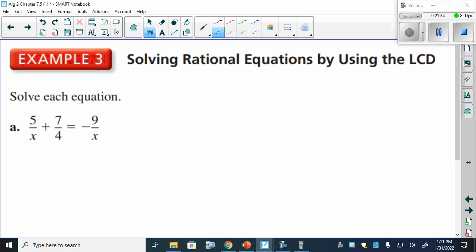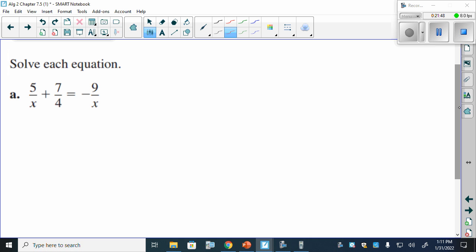The only way we'd be able to do it is if I could actually rewrite 5 over x plus 7 over 4 as a single fraction. But there's a better way to do that. And it's really looking at can I multiply all 3 of these by something so that the denominators go away, that they simplify out. Well, looking at the 5 over x and 9 over x, what would I need to multiply those 2 by to get the denominator to simplify? Well, we need to multiply each one of those by what?